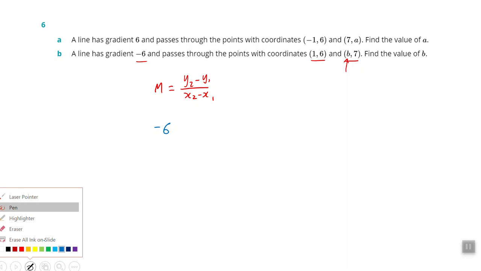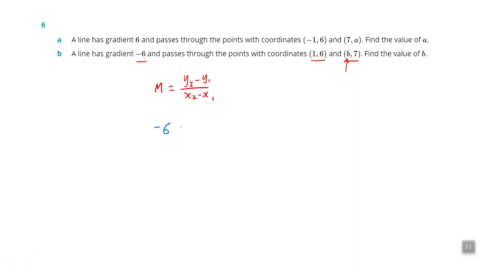So I know my m, and I know my y2 and y1, because if 7 is my y2, then 6 will be my y1. So I'll just go 7 minus 6. Now, the bottom bit, x2 minus x1: we don't know our x2, but we do know x1. So our x2 is our b, so I'm just going to use a short lowercase b, and my x1 would be my 1.